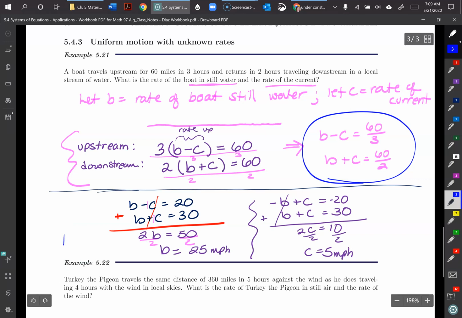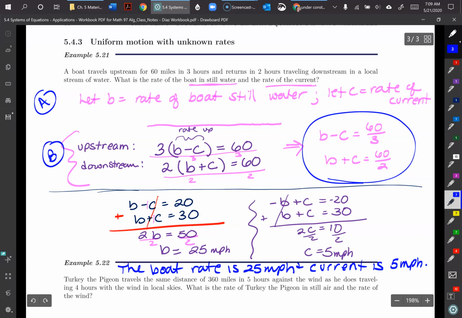And then I just have to make sure I write my sentence, which is not fitting here very well, but I'm going to squeeze it right here: the boat rate is 25 miles per hour and the current is 5 miles per hour. Alright, and that's it for that one. And again, we have our parts A, B, C, and D.